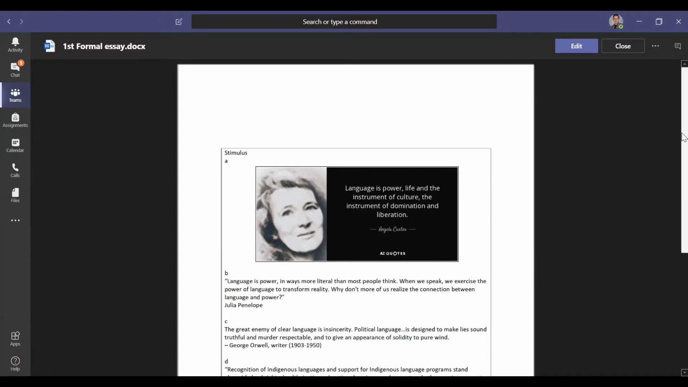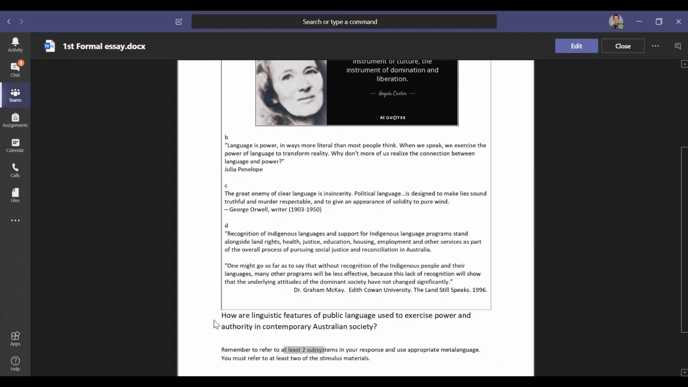Okay, let's have a look at this now. The question is this: how are linguistic features of public language used to exercise power and authority in contemporary Australian society? Now, it might seem quite a complex topic, sure, but it's not above you at all. You know what linguistic features are. Public language is any language that's been put out for the public to understand, and we know that we've got many different agencies that put language out to the public.